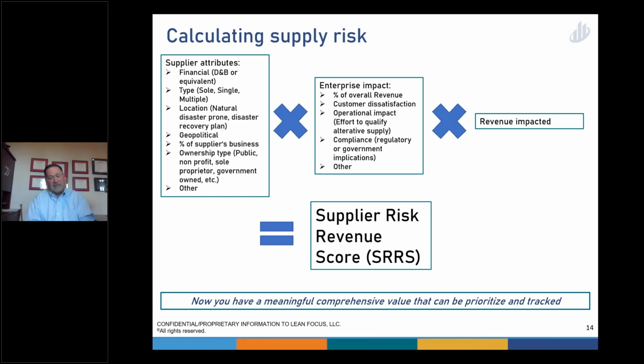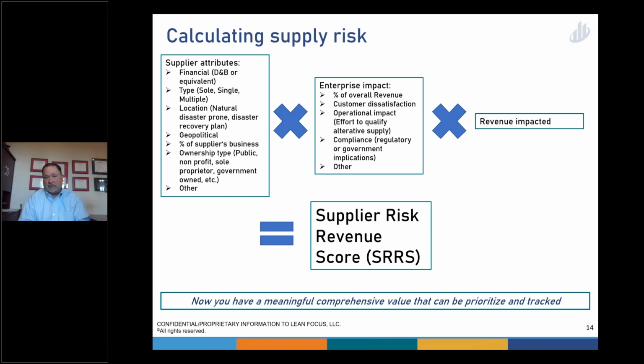And again, perhaps not all of these pertain to every situation, and certainly it can be customizable. But you're going to be looking at what percent of the overall revenue that supplier impacts, and what the customer dissatisfaction would be. Can that customer quickly stop using your product, go to another product, and then come back once you can supply again? If they can, then the risk would be low. If it would be very difficult for that customer to go through a long qualification period, then your risk would be high. Another example I show down here is compliance.